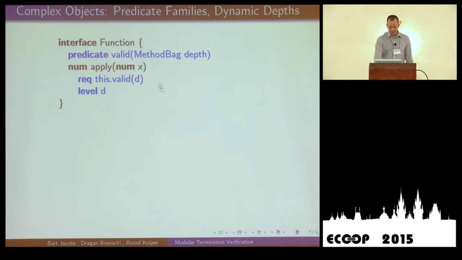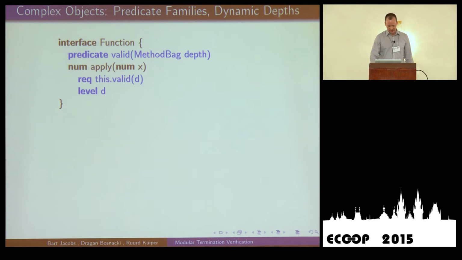So then the spec of apply would look as follows. In the requires clause, we will require that the object is valid for some depth d. In the contract of apply, d is a logical variable, and one should read this contract as being universally quantified over d. So the contract should hold for all values of d. So the body of apply should satisfy the contract for all values of d. So if the object satisfies this.valid(d), then the level of apply will be d. So this allows us to associate arbitrary multisets of method names with objects.